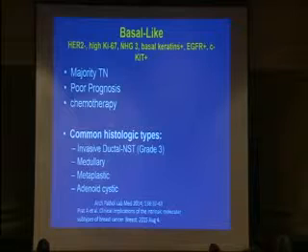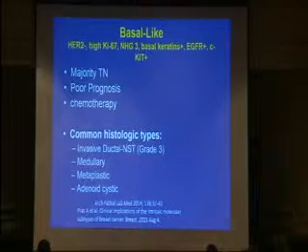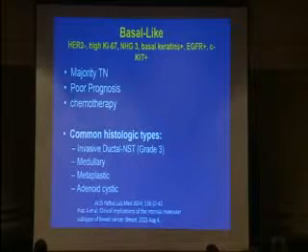The fourth entity is the basal-like, and the majority of these tumors are triple negative. They're called basal because they express basal cytokeratins. They are EGFR positive, c-KIT positive, and they have high Ki67. The majority of these tumors have poor prognosis, and we do not have much to offer them but chemotherapy. The typical common histologic types include grade 3 invasive ductal carcinoma, medullary carcinoma, metaplastic carcinoma, and adenoid cystic carcinoma.